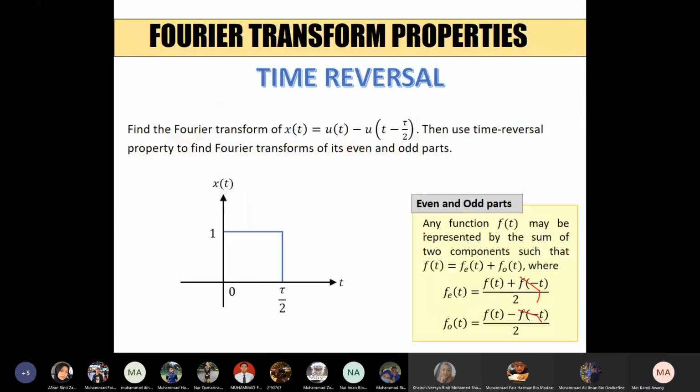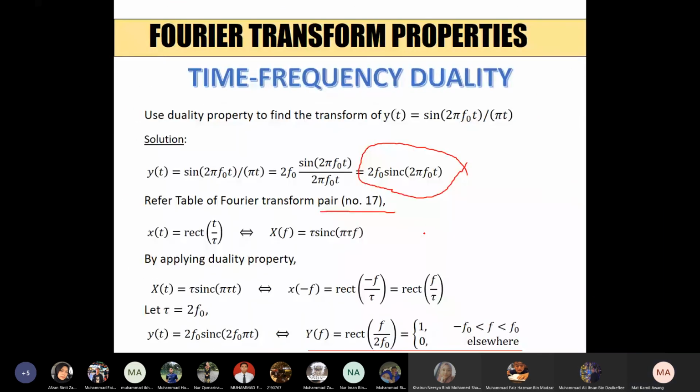From there, you know that the transform of x of t, rectangular t over tau, so you can apply the duality. Therefore, capital X of t is equal to tau sinc pi tau t. Okay? And this is really x of minus f, rectangular minus f over tau, or rectangular f over tau.